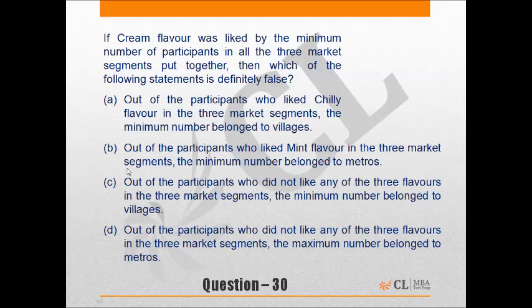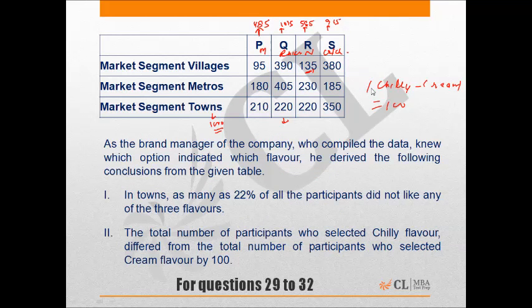Come to the next question. It is given that cream flavor was liked by the minimum number of participants in all the three market segments put together, and we have to identify which of the following statements is definitely false. So according to this question, P stands for cream, which means R stands for chili, so Q stands for none, and S stands for mint.